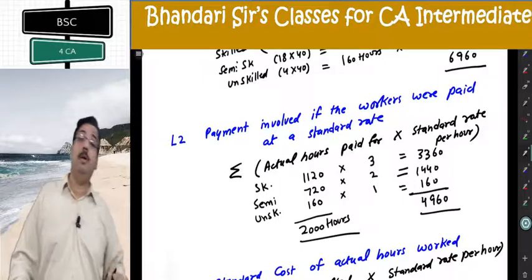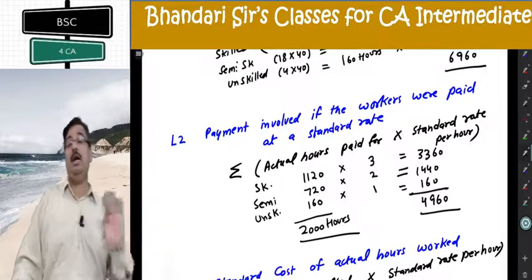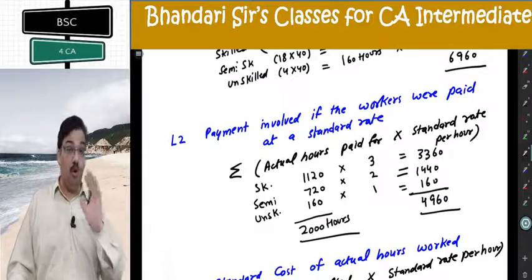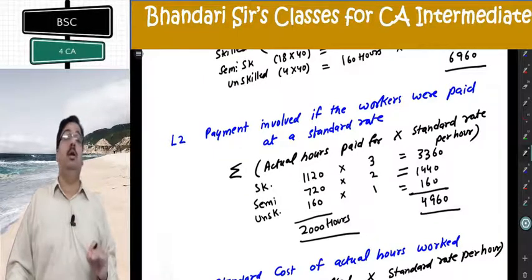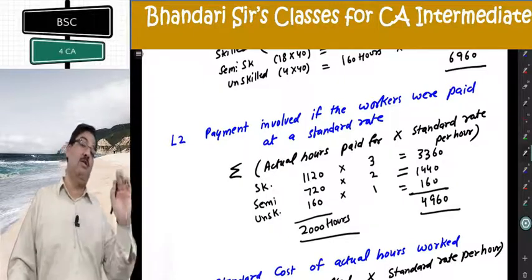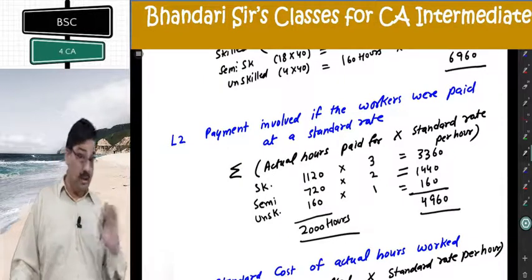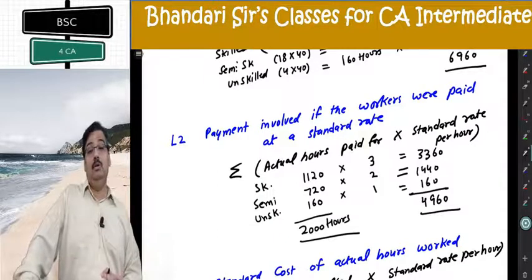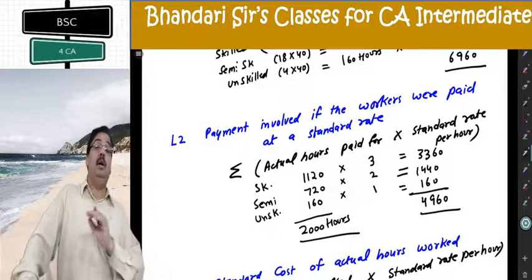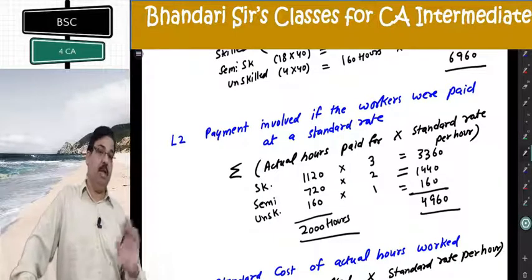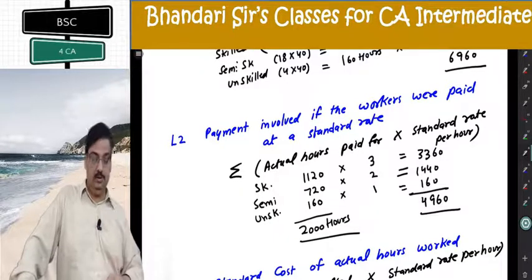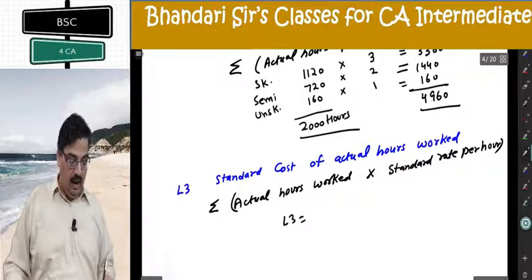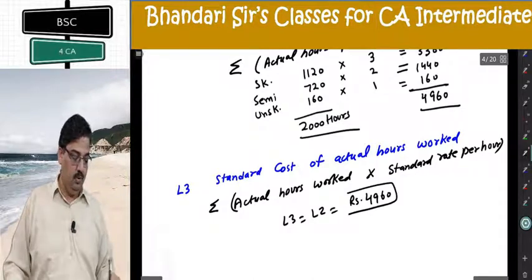This hours paid for should be compared with actual hours worked, not standard hours. Actual hours worked are not known, should be deemed to be equal. When L3 is not applicable, it is equal to L2, means no idle time. And if this is incorrect, even L4 will go incorrect, because you will start sharing 1800 hours into the budgeted ratio and mix step will be wrong. We have to do it on 2000 hours. So L3 equal L2 equal ₹4960, as there is no idle time.